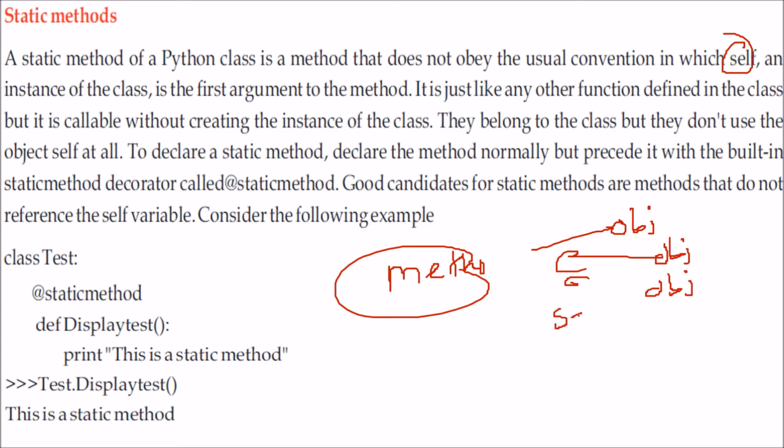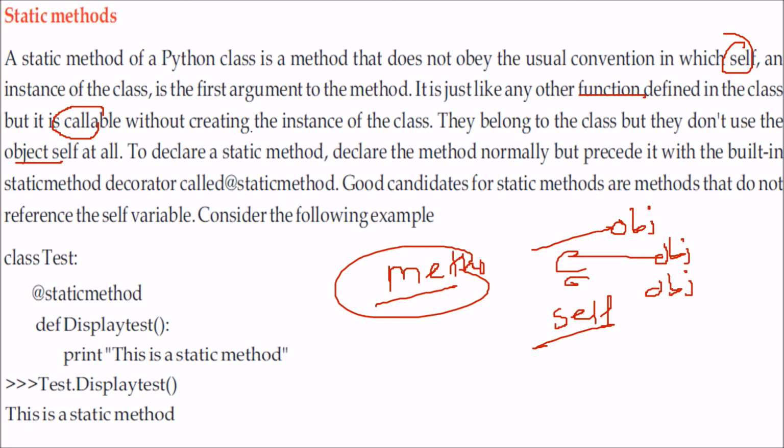If it is having self, that means it is connected to some object or an instance. But static methods are not connected with any object. They are connected to the main class. So it's just like any other function defined in the class, but it is only callable without creating the instance of the class. You don't need any object. You can directly call it through the class. So they belong to the class, but they don't use the object self at all. No object or instance relation.